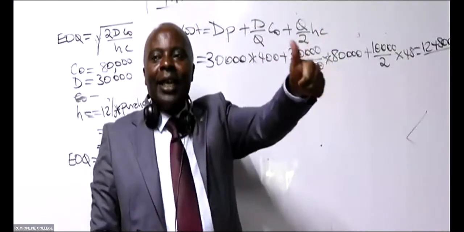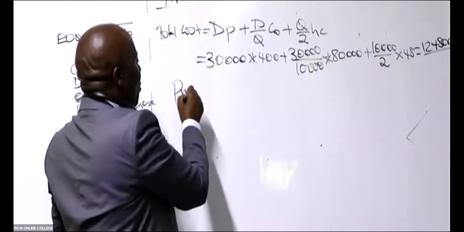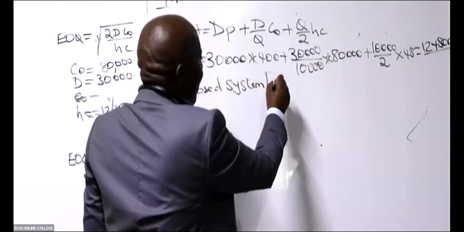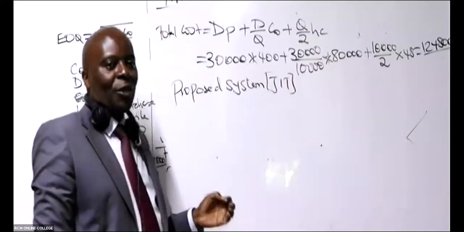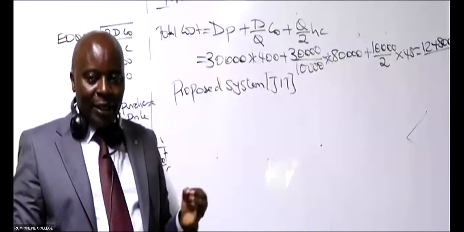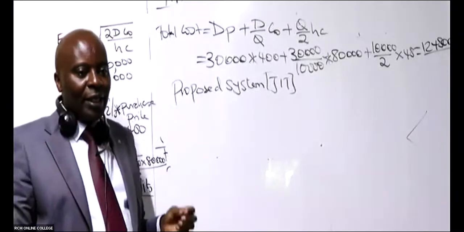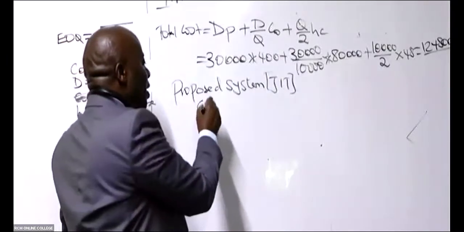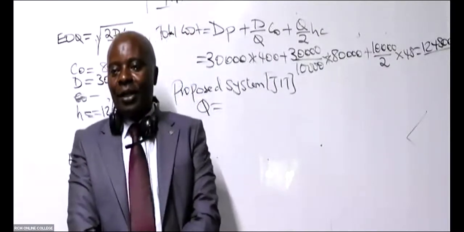Proper. And then now let's go ahead and look at the proposed system. Which system are they proposing? They're proposing the JIT, isn't it? What does this JIT stand for in full? Just in time. All right. So just in time, do we have the Q, that we are procuring every now and then?